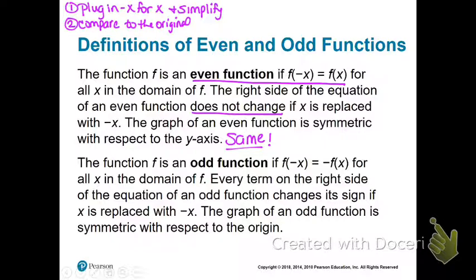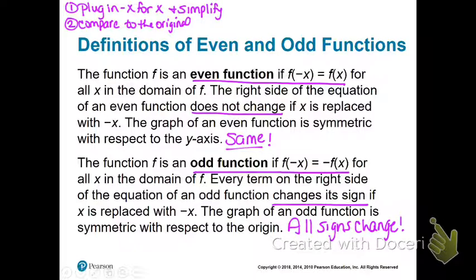All right, then the next paragraph there, it says the function f is an odd function if f of -x equals -f of x for all x in the domain of f. This means that every term on the right side of the equation of an odd function changes its sign if x is replaced with -x. So this is going to mean that all the signs will change. So every positive becomes a negative, every negative becomes a positive for each term.